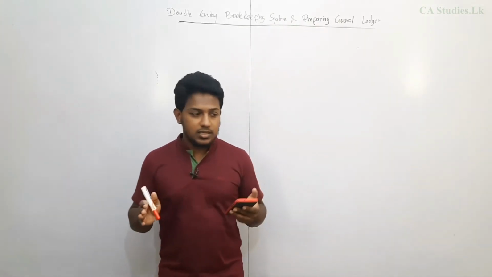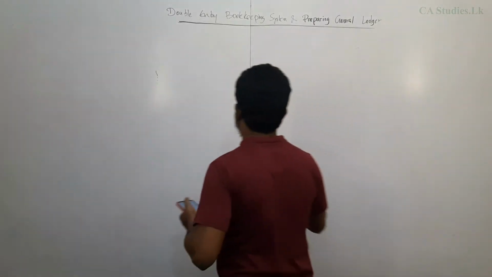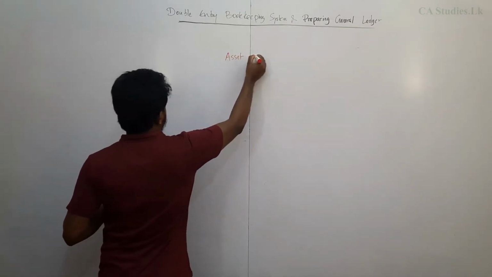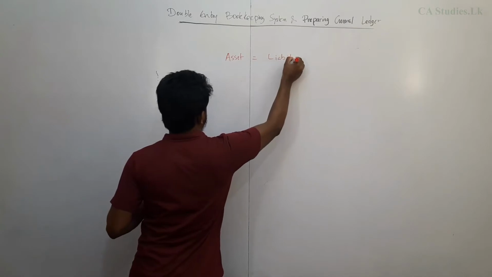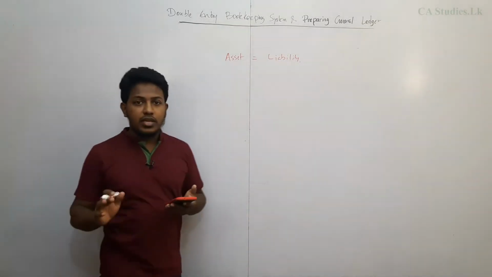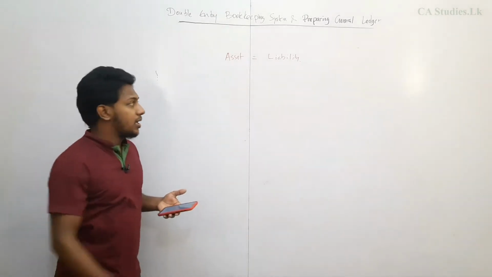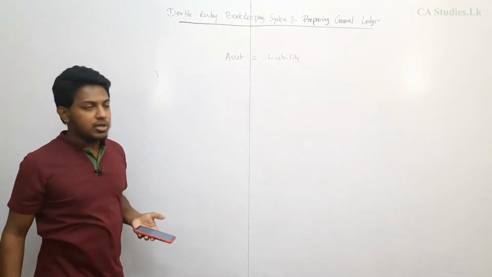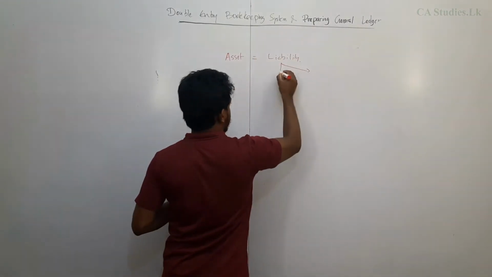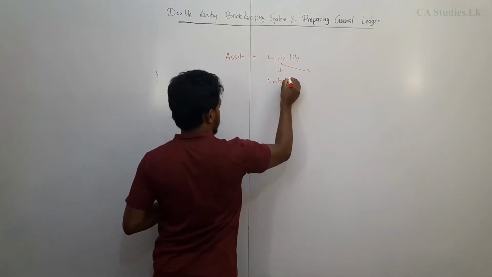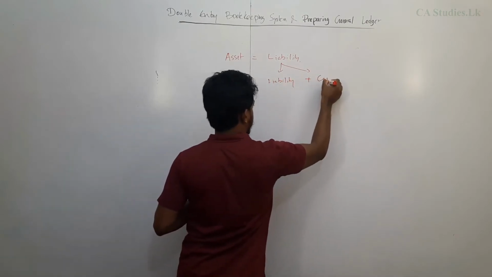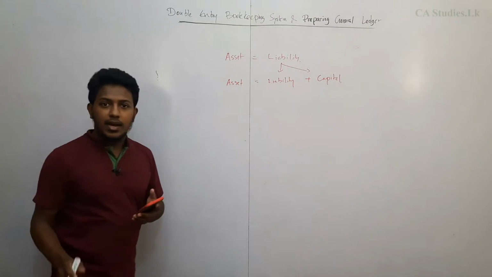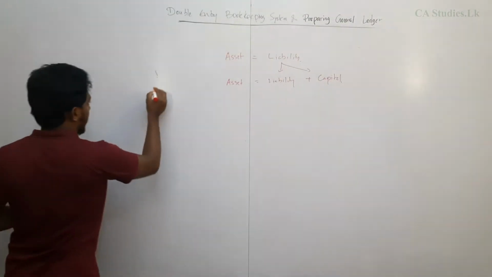Before we go for this, we have to understand the side of this financial element. First, asset equals liability. This is called the accounting equation. When asset increases, liability also increases, right? When asset decreases, liability also decreases. Liability can be taken as liability plus capital, and the other side is asset. So Lishara has invested the money, 2.5 million.